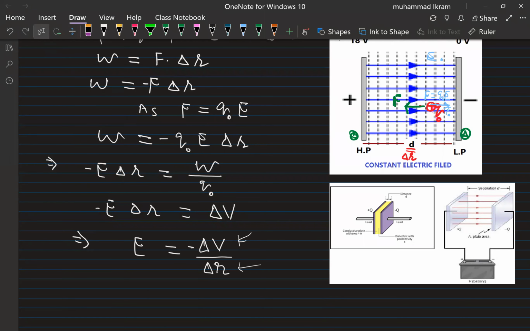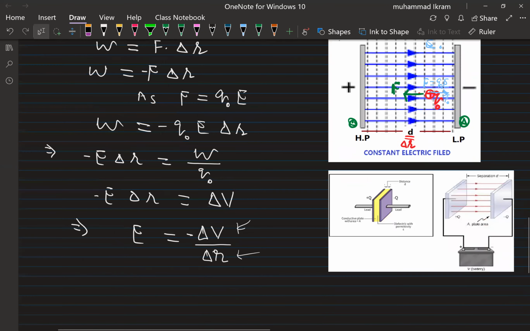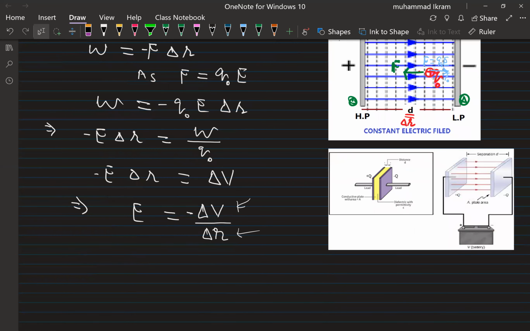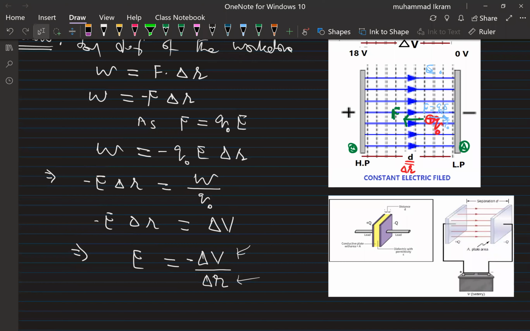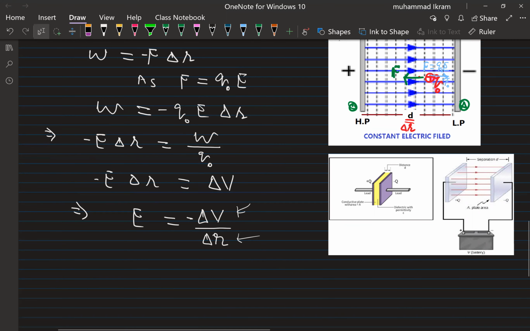So the smaller this distance, the greater will be the electric field intensity between the two plates. If the plate A becomes closer and closer, the electric field intensity will be the greatest for the same potential difference. Remember, we don't want to change the potential difference. This equation is called the potential gradient equation.